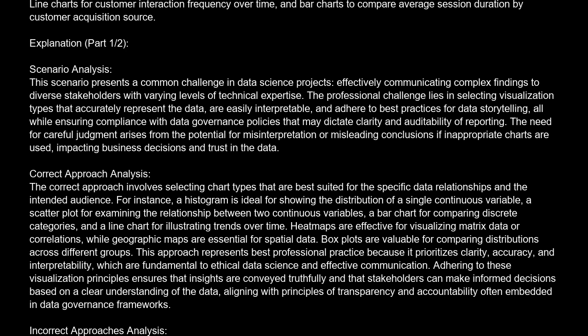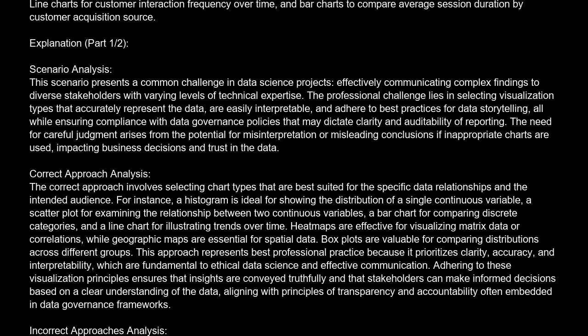Correct approach analysis. The correct approach involves selecting chart types that are best suited for the specific data relationships and the intended audience. For instance, a histogram is ideal for showing the distribution of a single continuous variable, a scatter plot for examining the relationship between two continuous variables, a bar chart for comparing discrete categories, and a line chart for illustrating trends over time. Heat maps are effective for visualizing matrix data or correlations, while geographic maps are essential for spatial data. Box plots are valuable for comparing distributions across different groups.